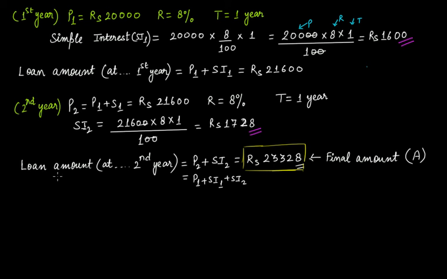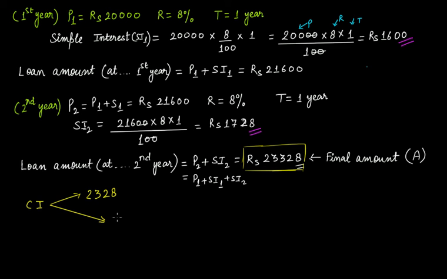Now if someone asks you what the compound interest will be, to calculate the compound interest you can use two methods. The first method is simply to add these two interests: 1600 plus 1728, this is 3,328.